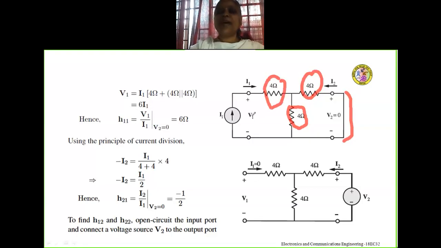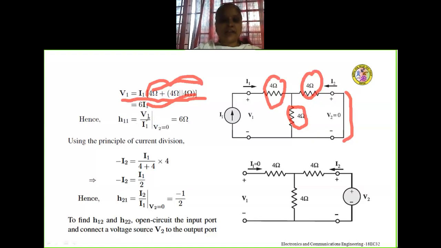So if you apply KVL here, V1 is equal to I1 into brackets 4 ohm plus parallel combination of 4 ohm and 4 ohm. By simplifying this, we get V1 by I1 is equal to 6 ohm. That is, H11 is V1 by I1 when V2 is equal to 0, which is 6 ohm.